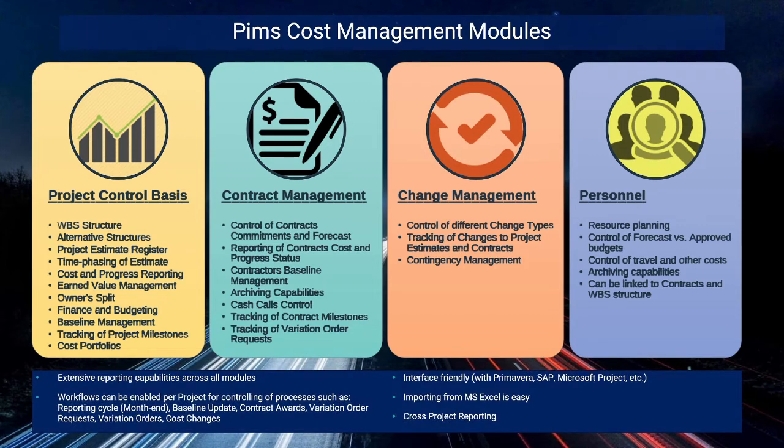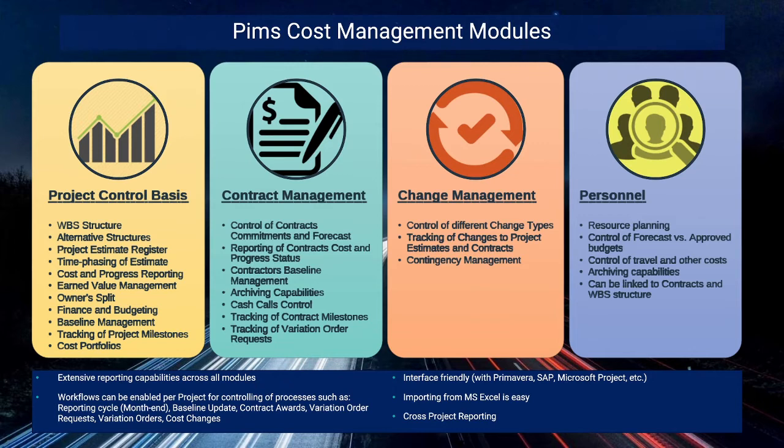Across all modules in Pims Cost Management, we have extensive reporting capabilities in the form of dashboards, PDF reports, pivot reports, and also the possibility to implement a Power BI interface. The workflows can be enabled per project for controlling processes such as reporting cycle or month end, baseline update, contract awards, variation order requests, variation order approvals, and cost changes. These workflows will ensure that the parties involved in these processes will be notified in time and then sign off on their actions during the process.